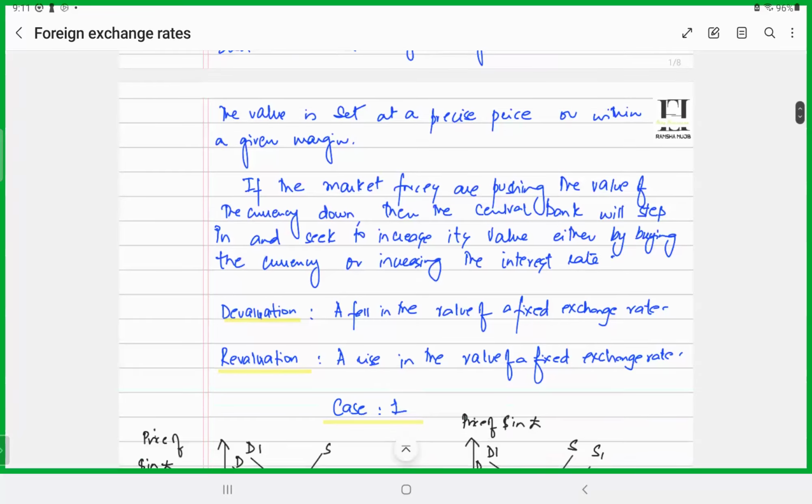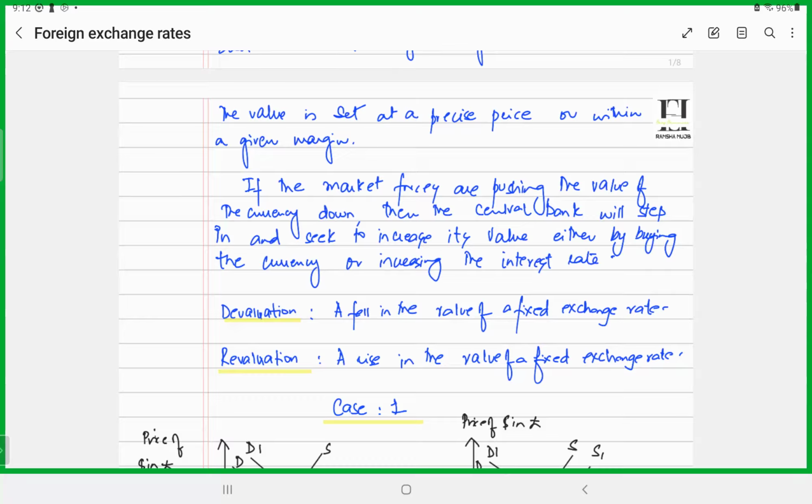I'll explain it to you graphically as well. Before that, let's look at what do we call when there's a fall in the value of the exchange rate. When it comes to fixed exchange rate and there's a fall in the value, we call it devaluation. A fall in the value of a fixed exchange rate is called devaluation, and a rise in the value of a fixed exchange rate is called revaluation.